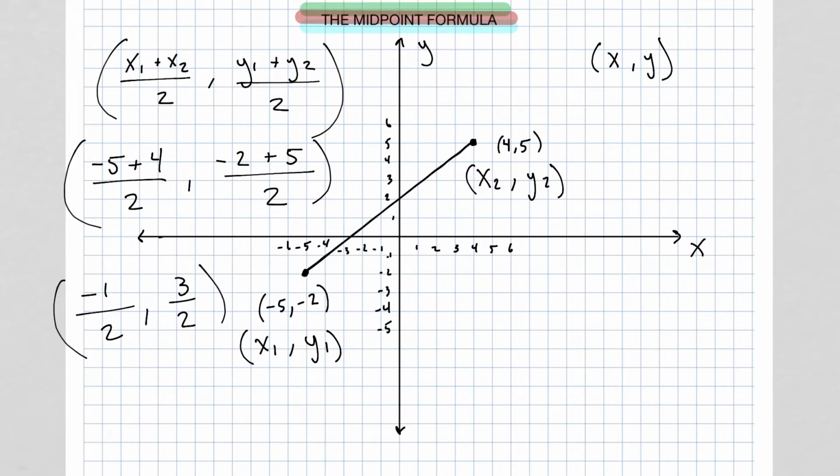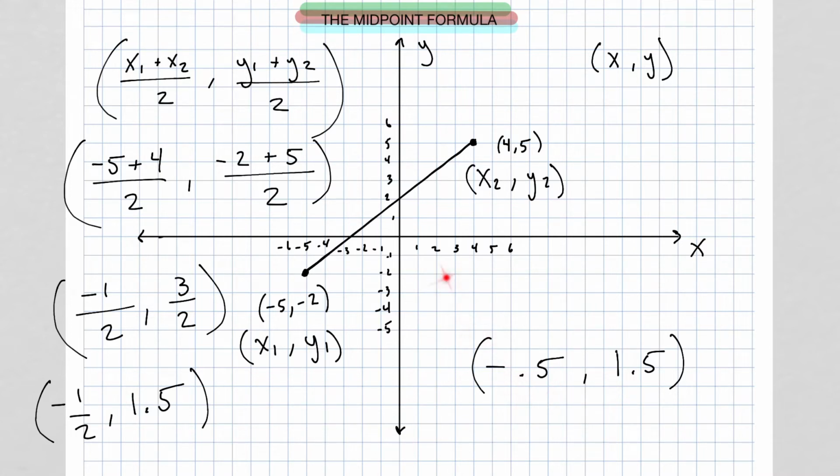So here's our point. We could put this as negative 1 over 2 and 3 over 2. 3 over 2 is 1.5. So we could say that's negative 0.5 and 1.5. Here's our midpoint, negative 0.5 and 1.5.